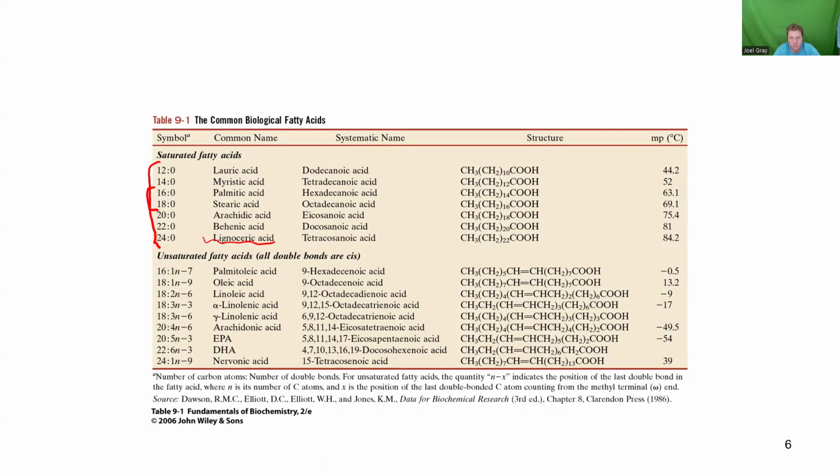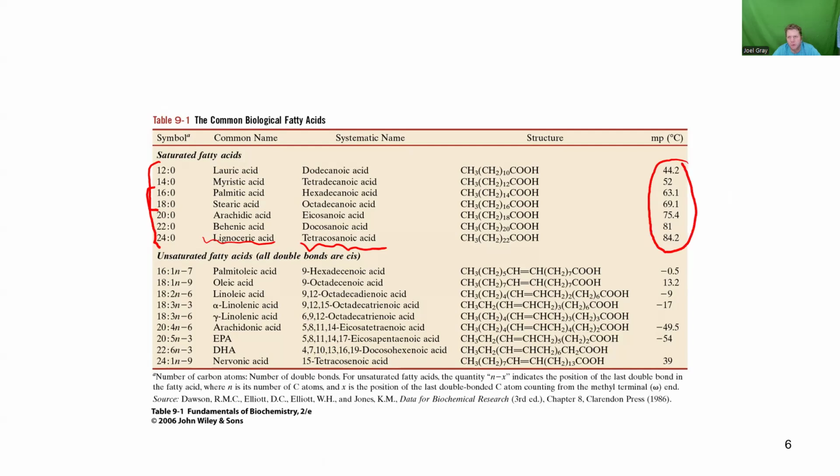Hexacosanoic, not listed on here, but that would be 26 carbons. So your systematic name has to do with basically prefixes and numbers of carbons. Now, what I would like to draw your attention to is this column right here.